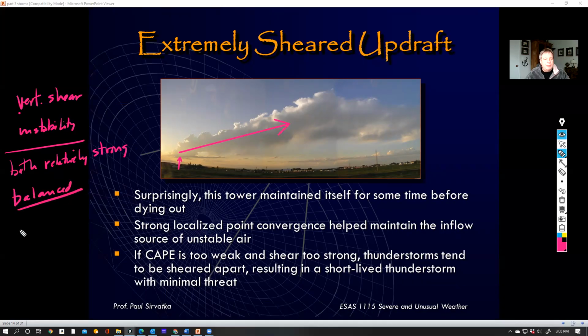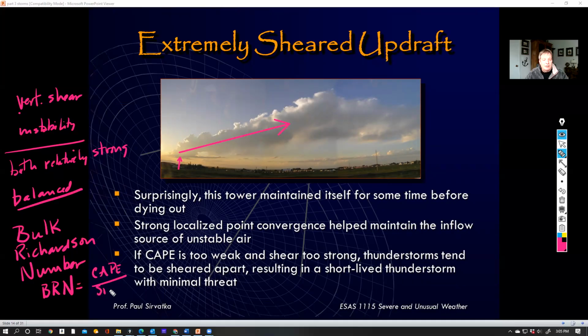Balanced. And so we have something known as the Bulk-Richardson number, which is the BRN, which is CAPE, the amount of CAPE over the amount of shear. Okay, so this is something to talk about, this balance. The Bulk-Richardson number, it's just a guy's name. His name is Richardson. He was a famous meteorologist in the past. And this just talks about the amount of CAPE over shear.